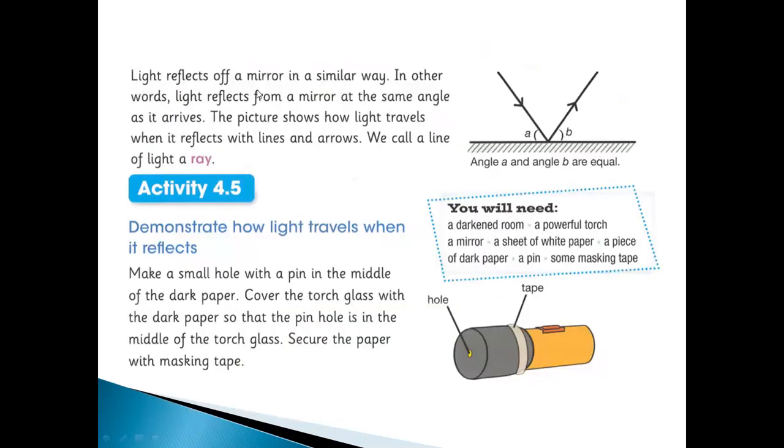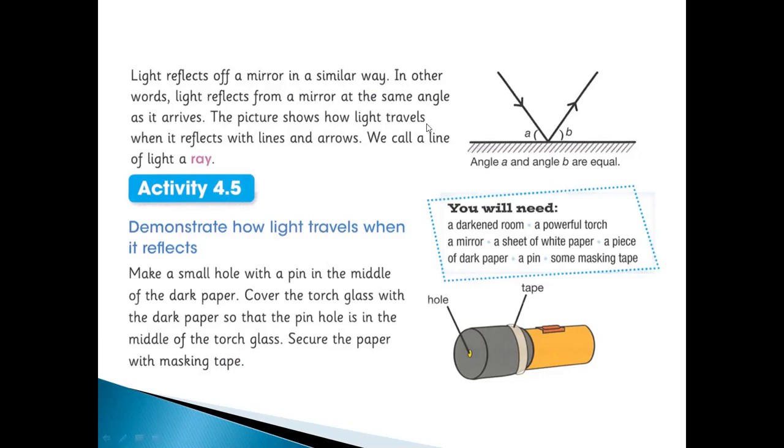So light reflects off a mirror in a similar way. Again, this is the source of light. It touches the surface and then reflects at the same angle. Angle A and angle B are equal. Obviously equal, you can see here. It's not possible for the beam to come like this and reflect in another direction. No, it reflects at the same angle. In other words, light reflects from a mirror at the same angle as it arrives.